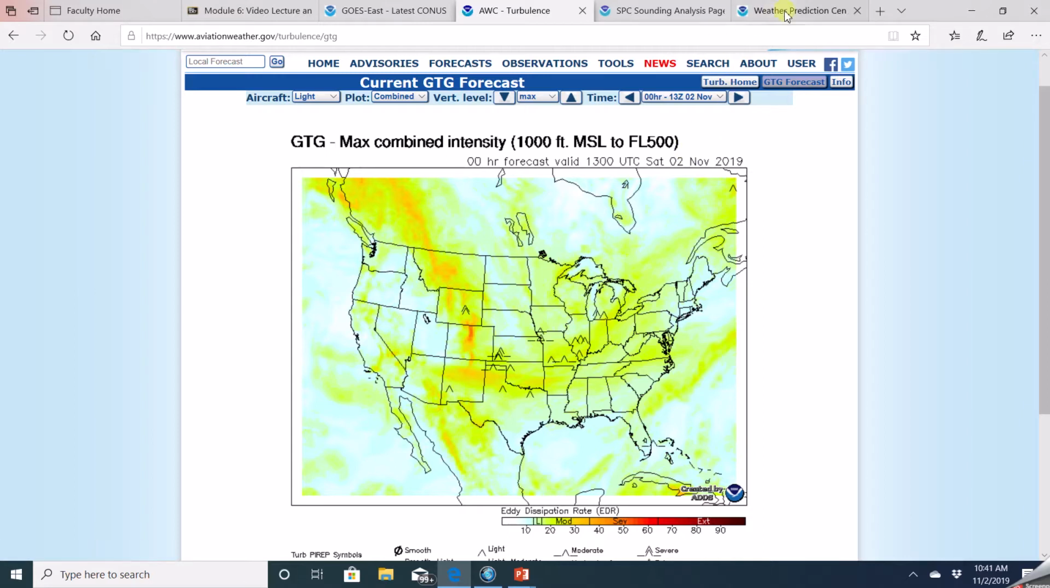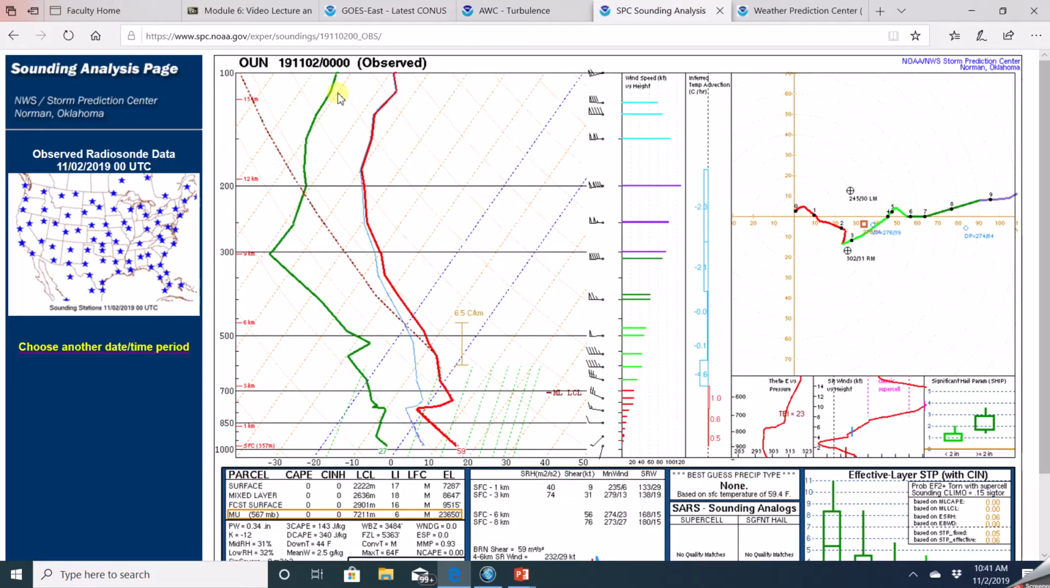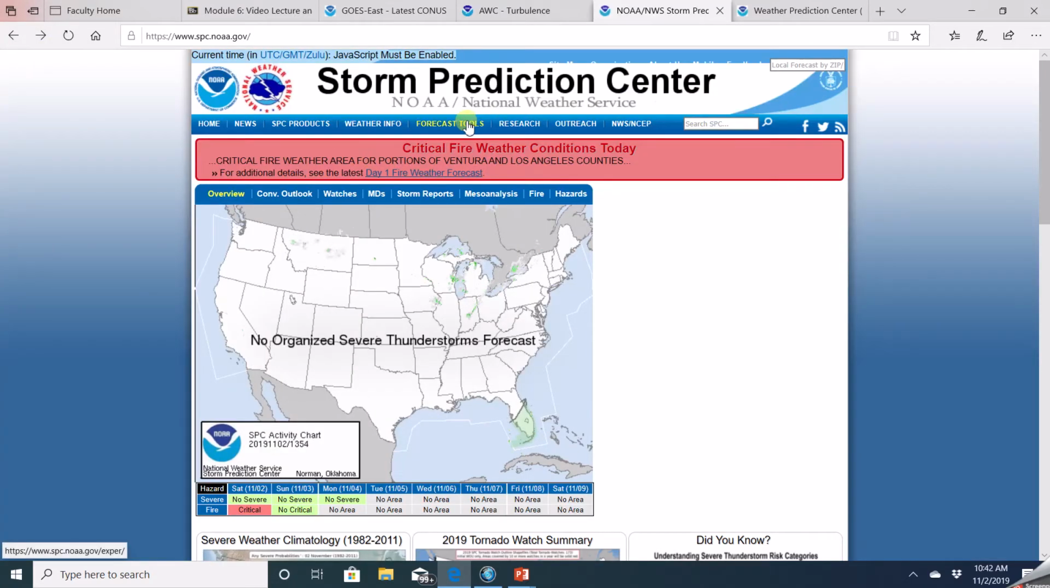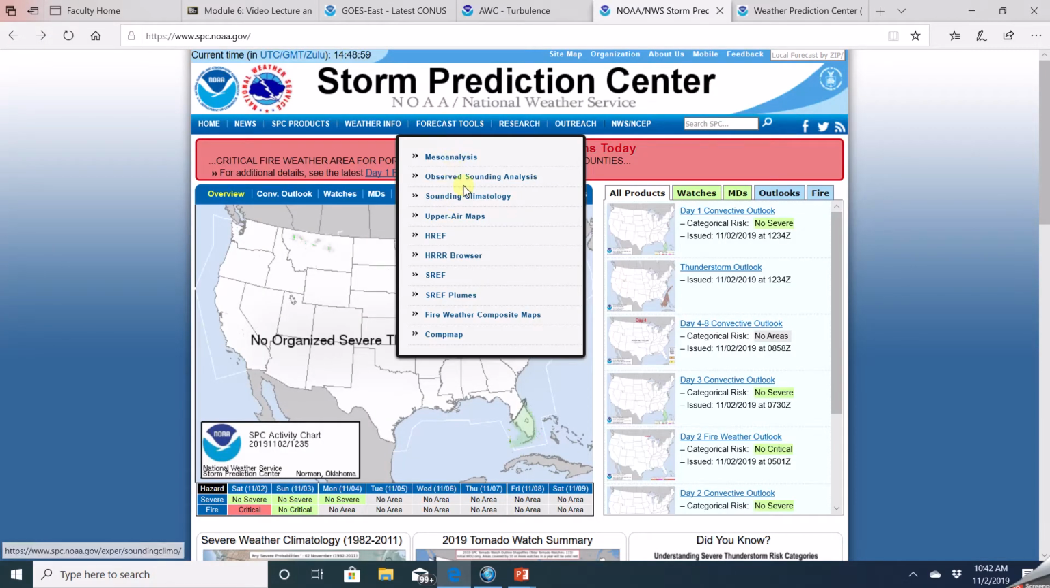Well, if you actually look at that area, we'll go back here a second, and we'll look at upper air maps.